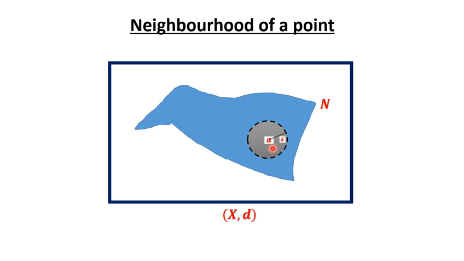Remember, the definition says there exists an open ball. It does not mean that every open ball centered at A should be a subset of N. All that is sufficient is that you can find at least one open ball centered at A with some radius, and that open ball is contained within the set N.